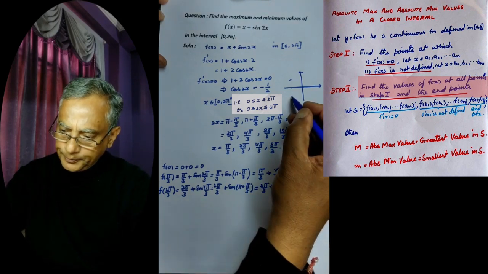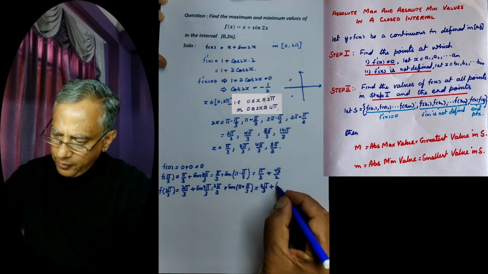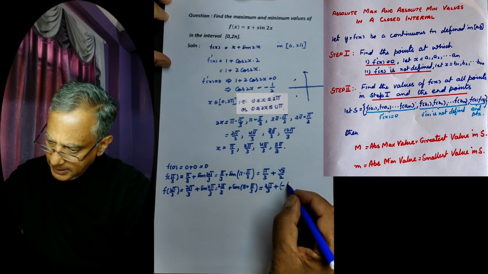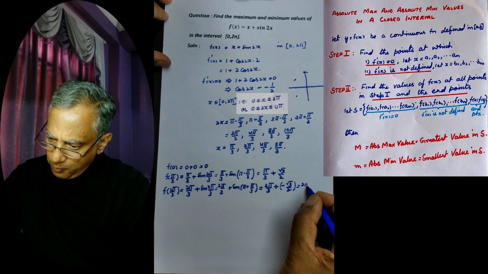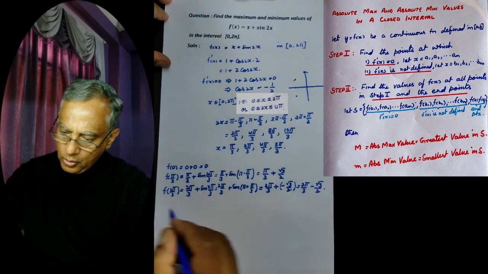This is in the third quadrant. In the third quadrant, sine is negative. So we will have minus sine of pi by 3, and minus sine of pi by 3 is minus root 3 by 2. So the value is 2 pi by 3 minus root 3 by 2.